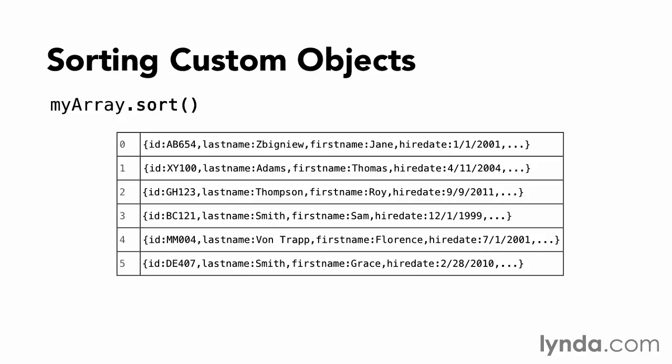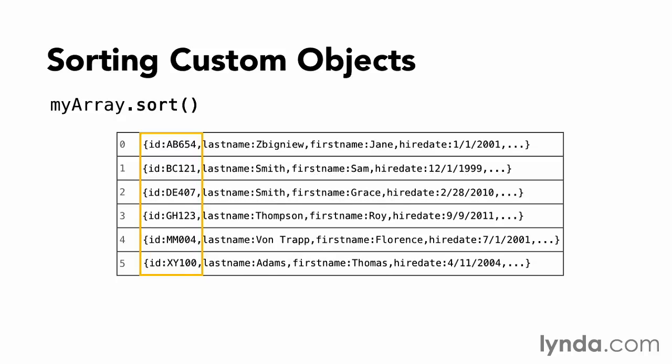Because if we have, for example, an array of employee objects with each one containing multiple properties, multiple pieces of data like employee ID, first name, last name, hire date, department, well, what does it mean to sort employee objects? If we want to sort these, should we just look inside each object and sort them by employee ID?